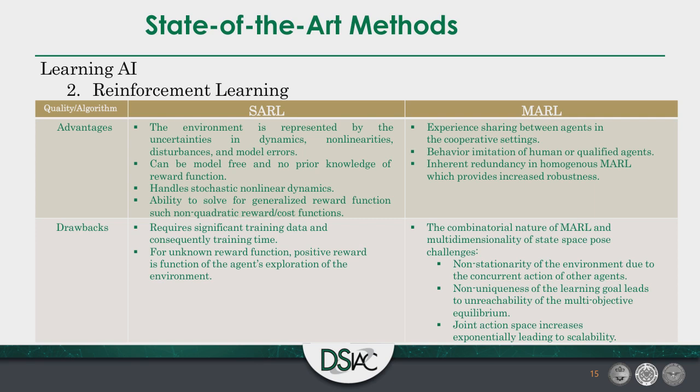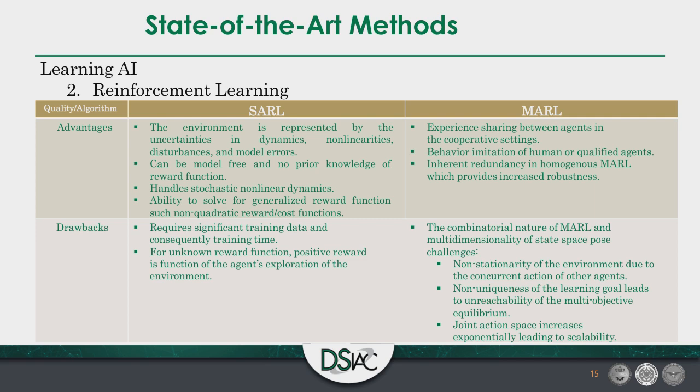The advantage of SARL essentially is that the environment is represented by the uncertainties and dynamics, nonlinearities, disturbances, and modeling errors. In comparison to control theory, for example, the modeling of errors, uncertainties and nonlinearities has to be done themselves, either modeled mathematically or via system identification or have a bound on them, either via explicit statistical modeling or things like set membership theory, which puts bounds on these errors, nonlinearities and disturbances. But the advantage of reinforcement learning is that all these aspects that plague system modeling are combined in what is called the environment.